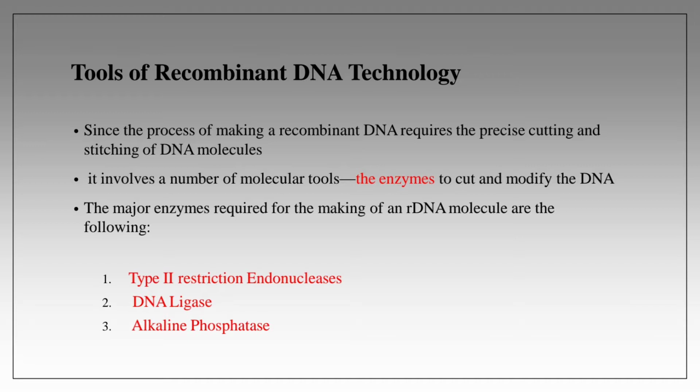Tools of recombinant DNA technology. Since the process of making a recombinant DNA requires the precise cutting and stitching of DNA molecules, it involves a number of molecular tools, the enzymes, to cut and modify the DNA. The major enzymes required for making of an rDNA molecule are the following. Number 1. Type 2 restriction endonucleases. Number 2. DNA ligase. Number 3. Alkaline phosphatase.